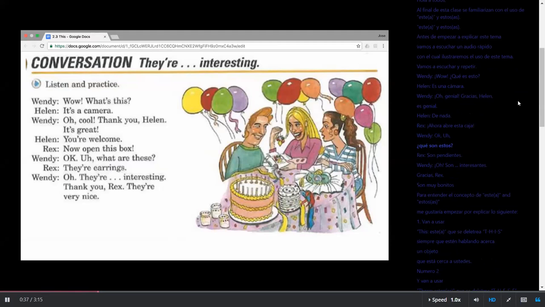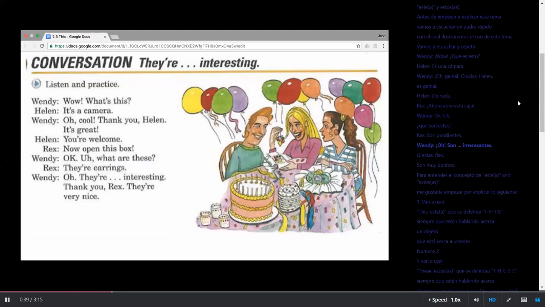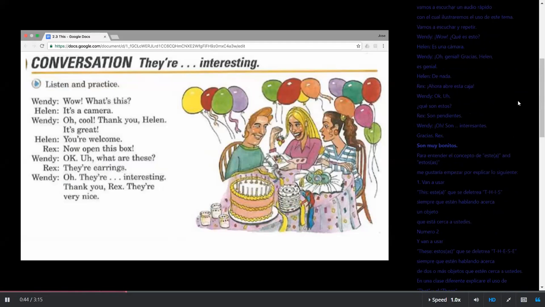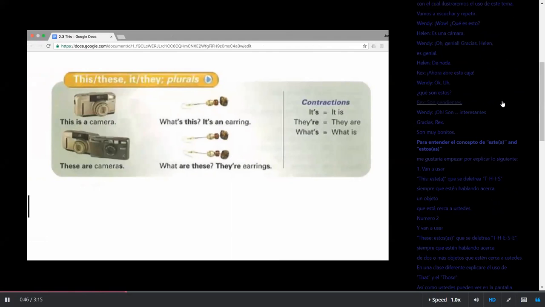What are these? They're earrings. Oh, they're interesting. Thank you, Rex. They're very nice. In order to understand the concept of this and these, I would like to start by explaining the following.